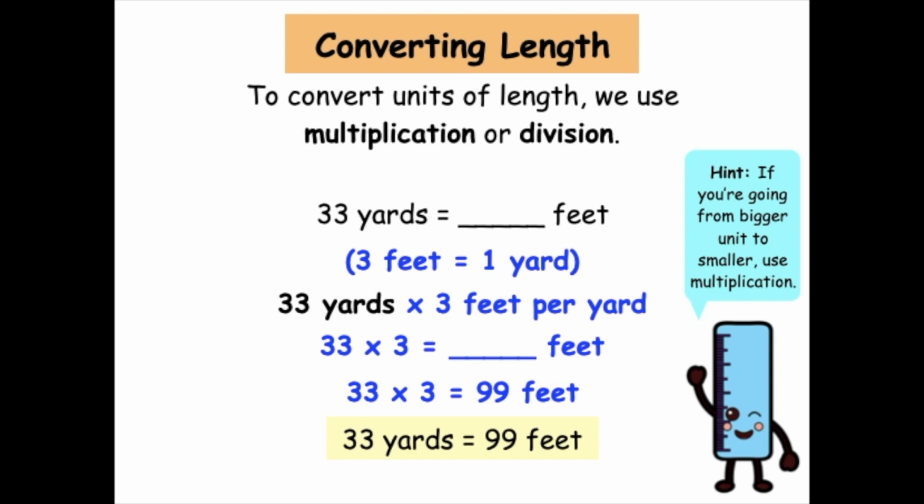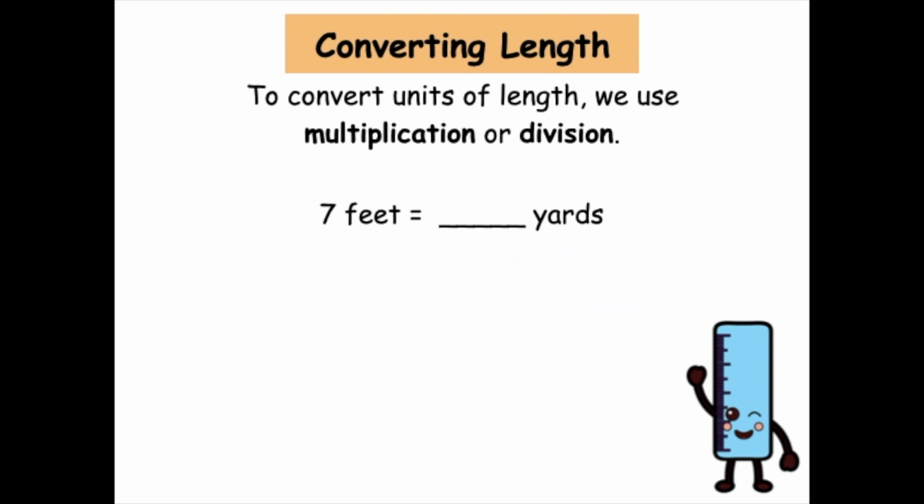Our helpful hint from our little ruler friend is if you're converting from a bigger unit of measurement to a smaller unit of measurement, you want to use multiplication. It's always how it's going to be. If you're starting with a bigger unit, like yards are bigger than feet, you are going to use multiplication. If we're going the opposite way, it would be division.